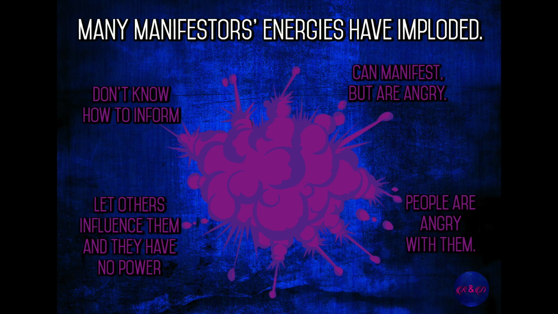So we see this a lot, that people have either imploded and they just cannot manifest anything, or they are manifesting, but they're really angry and the world around them is angry as well. People are quitting jobs. If they're bosses, then their employees quit all the time because they can't handle that energy. So it's really an art form to understand how to manifest well and how to inform people around you and how to deal with that anger.